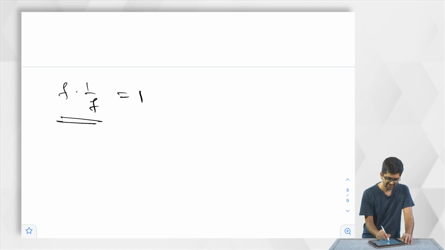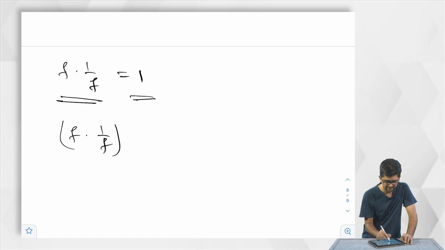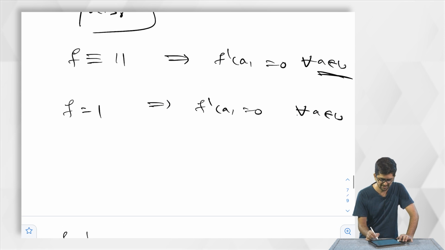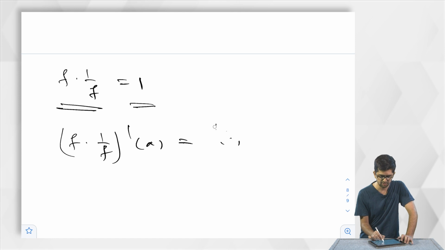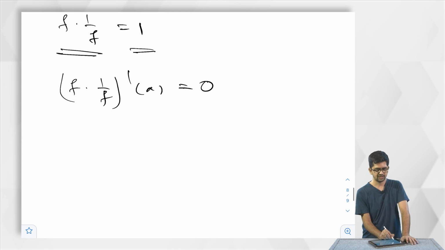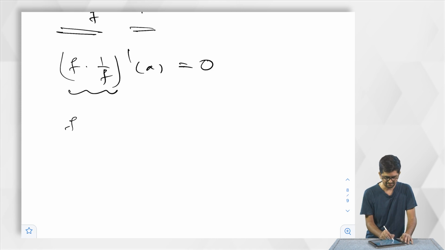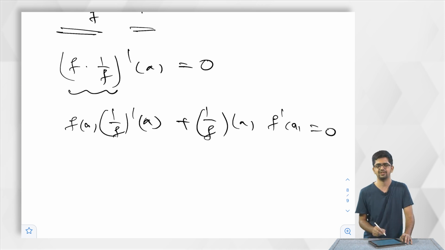Because the two functions are the same, their derivatives should be the same. So the derivative of f times 1 by f at a point a is the derivative of 1 at the point a. Just now we have seen for constant functions the derivative is 0. So this is actually 0. We know what the derivative of a product of two functions is: (f g) dash of a is f of a times the derivative of the second function plus the value of the second function times the derivative of the first function. We have this to be 0.